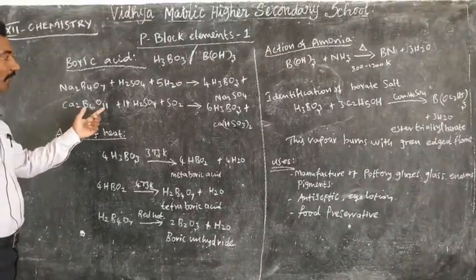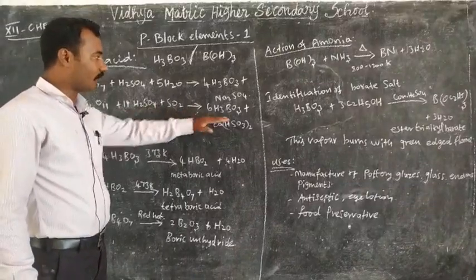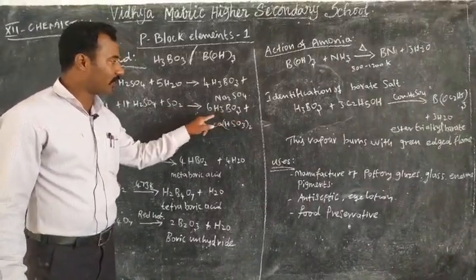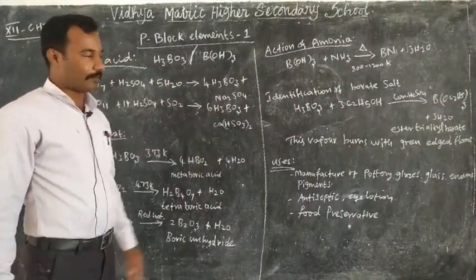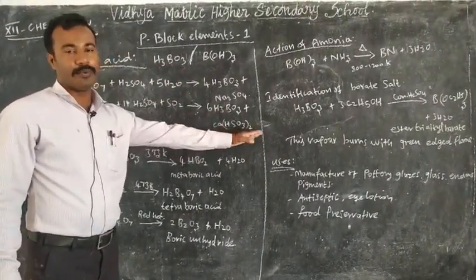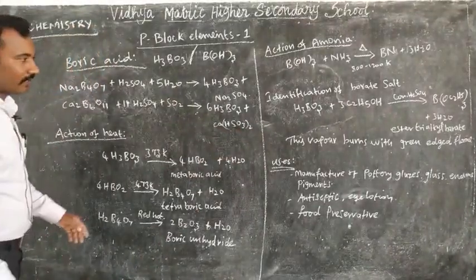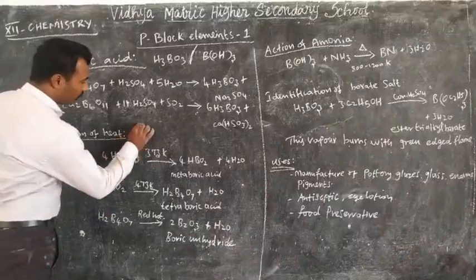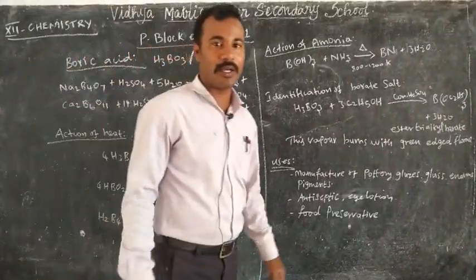Ca2B6O11, colemanite ore, reacts with 11 moles of sulfuric acid, and sulfur dioxide, to form 6 moles of H3BO3, that is boric acid, and the remaining calcium sulfate. Okay, then action of heat. Action of heat is a very important compulsory question, a 3 mark compulsory question.